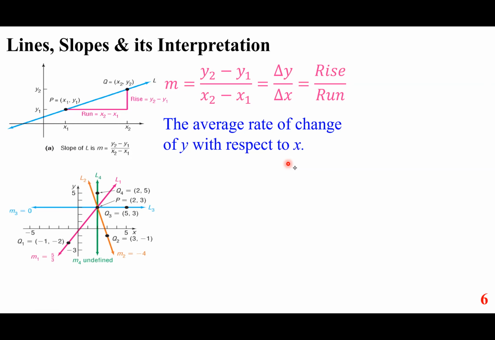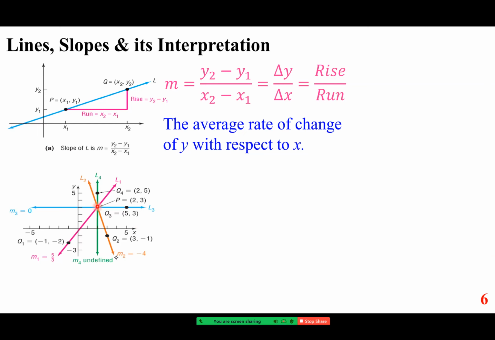When we look at lines, we have various lines here. Here's the x axis, here's the y axis, and we have various lines. If you look at the first one in red, L sub 1 has a positive slope, meaning as we go from left to right, not only x increases, also y increases. That's the meaning of positive slope.